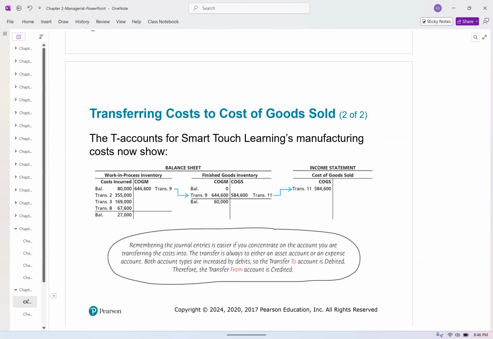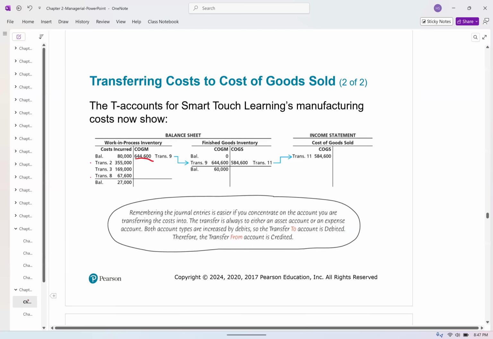Okay, so we can kind of see how this flows through these different accounts. We had work in process, we had transactions 2, 3, and 8. I believe 8 was the manufacturing overhead, and then 2 and 3 were direct labor and direct materials. So we made the entry for it to leave work in process and go to finished goods. Not all of it left finished goods, only a portion of it left finished goods and then went to the income statement as cost of goods sold.